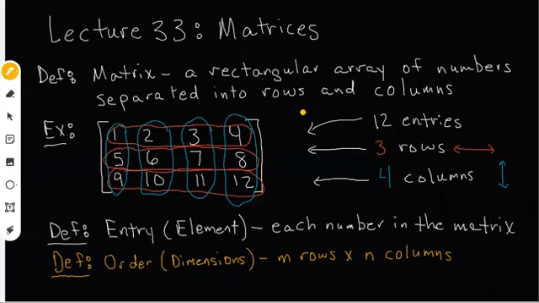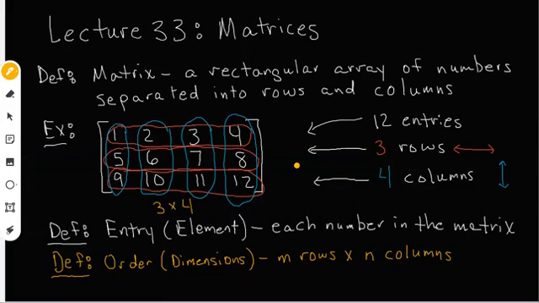So what's the dimensions of this matrix right here? Well, the row number is always going to come first. And since there's 3 rows, it's going to be a 3 by what? How many columns does it have? It has 4 columns, right? So we call this a 3 by 4. This is a 3 by 4 matrix. Okay?